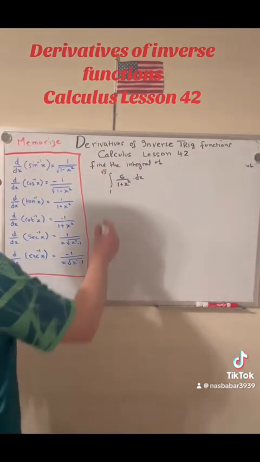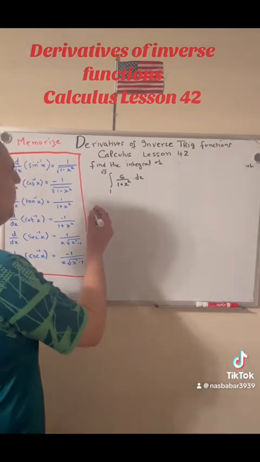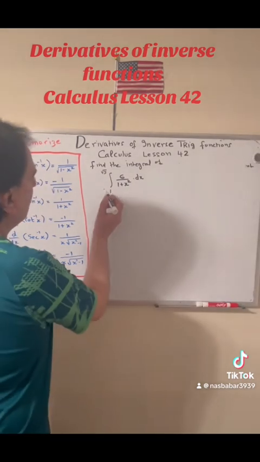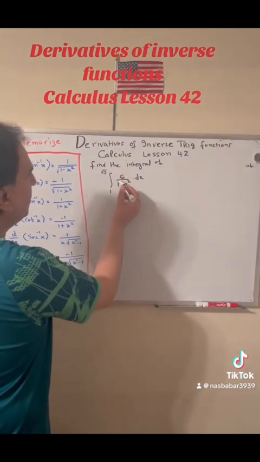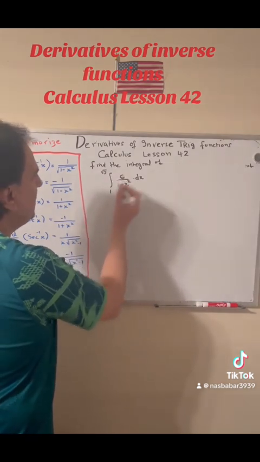Let's solve this problem. On the board, you have a definite integral. Limit is 1 to under root of 3. And then we have 6 over 1 plus x squared dx. Okay.